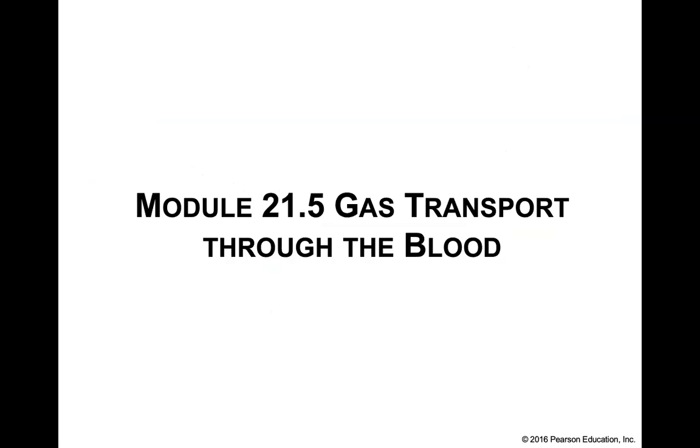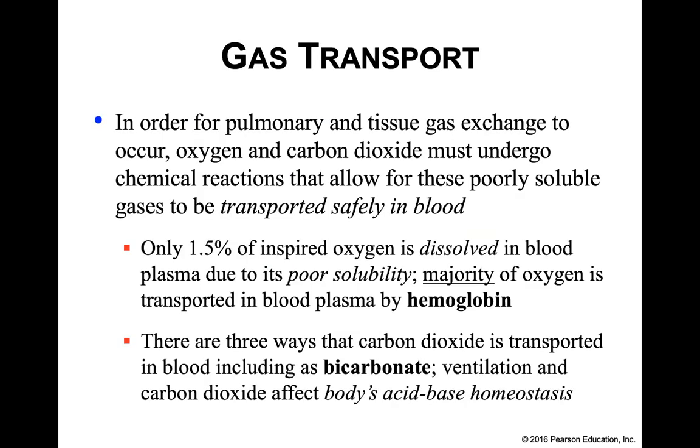The next topic, and I'll briefly go over this, is gas transport through the blood. In order for pulmonary and tissue gas exchange to occur, oxygen and carbon dioxide must undergo chemical reactions that allow for these poorly soluble gases to be transported safely in the blood. Only about 1.5% of inspired oxygen is dissolved in the blood plasma due to its relatively poor solubility. Now, CO2 is going to have much better solubility.